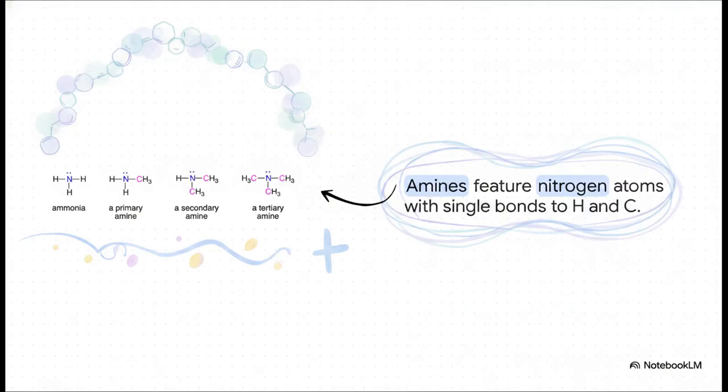Now, check out how this scales up with amines. They're centered around a nitrogen atom with single bonds to hydrogen or carbon, and they scale up in complexity just like alcohols do. We go from basic ammonia with no carbon atoms all the way up to primary, secondary, and tertiary amines. A vital property to keep in mind here is that amines are basic, meaning they act as proton grabbers in chemical reactions. That makes them absolutely essential in the structure of so many pharmaceutical drugs.